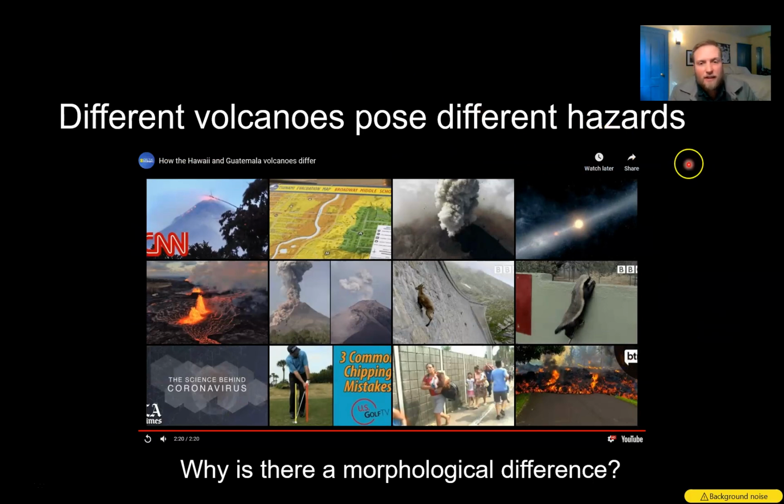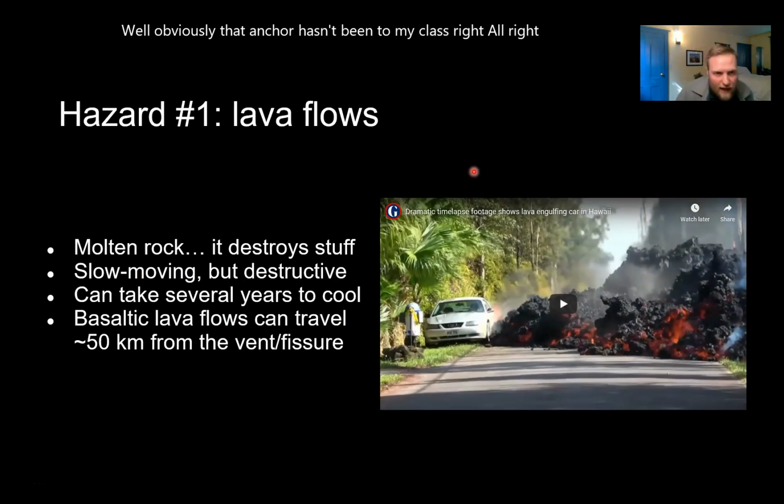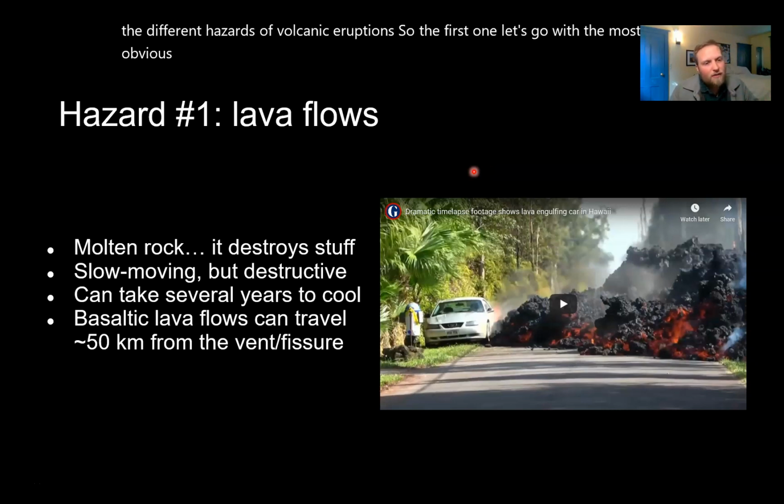Well, obviously that anchor hasn't been to my class, right? The Kilauea volcano. All right, so let's start with the different hazards of volcanic eruptions. So the first one, let's go with the most obvious, right? That is a lava flow.